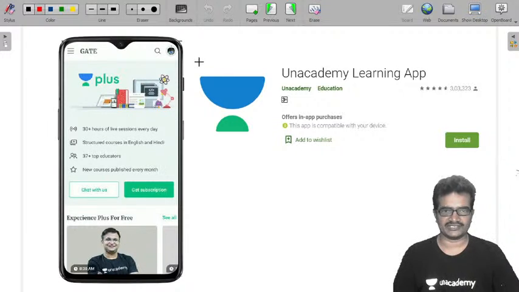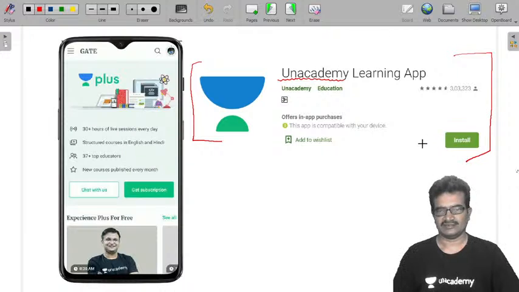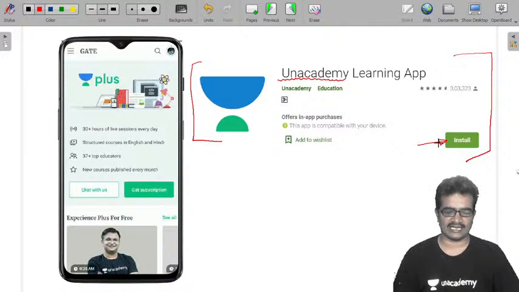Now, here we check how to get the Unacademy learning app. Just go to Play Store and type Unacademy. By typing Unacademy, you will get the Unacademy learning app like this. Just by clicking on this install button, it will install the Unacademy learning app.